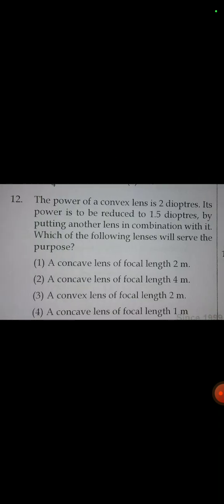Next, question number 12. The power of a convex lens is 2 diopters. Its power is to be reduced to 1.5 diopters by putting another lens in combination with it. Which of the following lenses will serve this purpose?